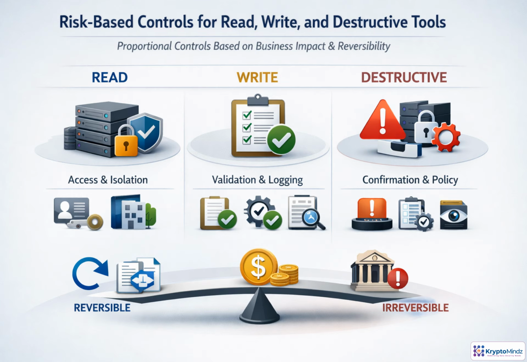The useful mental model is proportional friction. A read tool, like searching documents, mostly needs access control, tenant isolation, and careful handling of sensitive fields. A write tool changes state, so it needs stronger guarantees: validation, authorization, idempotency, audit logs, and clear success or failure semantics. Destructive tools sit at the highest risk level because mistakes may be hard or impossible to undo. When choosing controls, ask 2 questions. How much business impact could this tool create, and how reversible is the outcome?